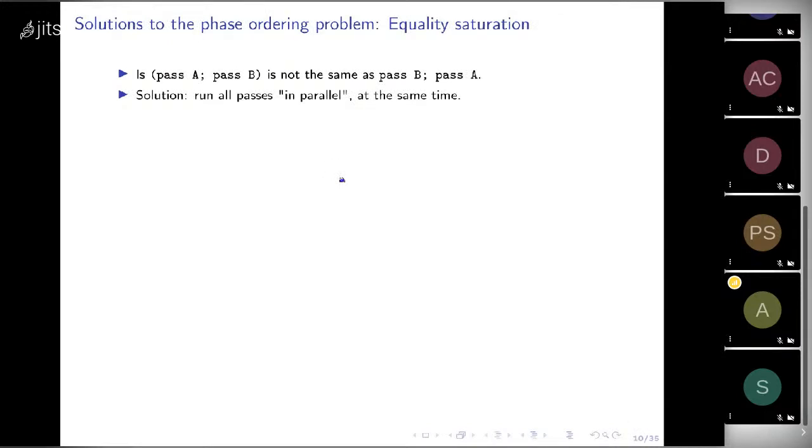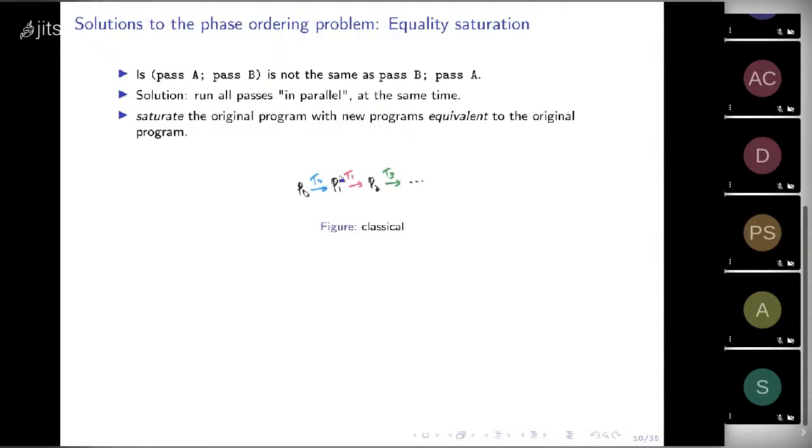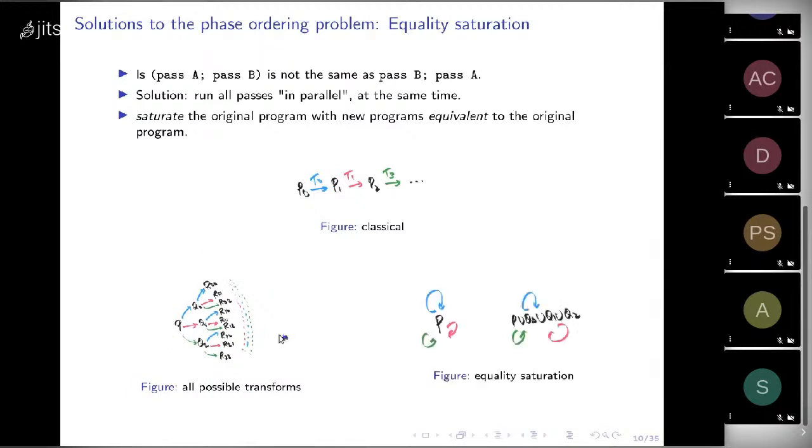The solution is to run all the passes in parallel while only maintaining equalities, and you therefore never actually modify a program. Classically, you would have a program, you run T0, you get T1, you run transformation T1, you get T2, and so on. But you really want to explore the space of all possible transformations, and that's hard. So rather, you have the program and you just add equalities onto the same program. This is the equality saturation solution to this particular problem.